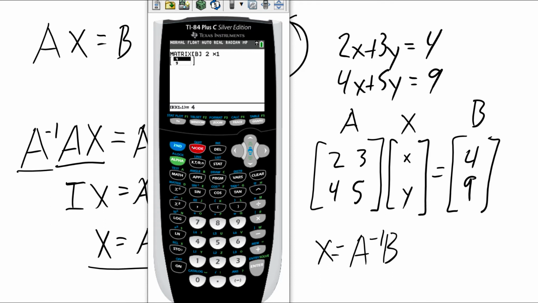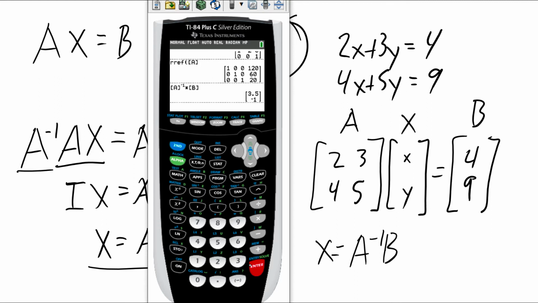All right. So we can solve this by multiplying the inverse of A. So let's select A. So second matrix, select matrix A. The matrix button, if we don't press second first, that is the inverse button. So x to the negative 1. So that's A inverse times matrix B. And so that is our answer, 3.5, negative 1.